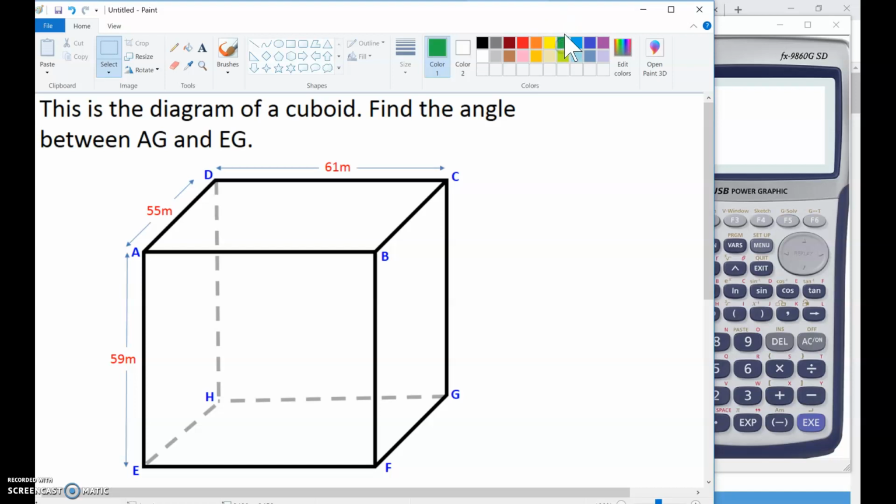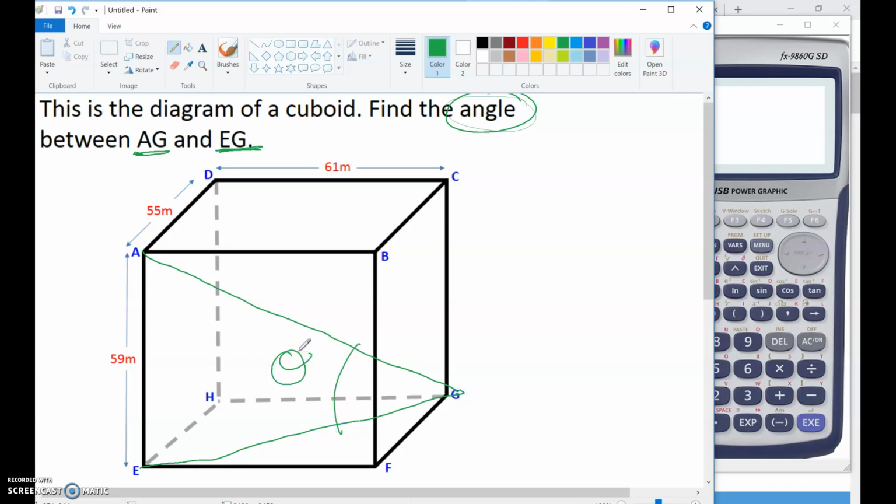Finally, I'm so excited. We're going to find the angle. Okay, so finding the angle is when we get to the SOHCAHTOA business. Between AG and EG. So AG is here and EG is there. So this is my theta. Okay, I just want to put the lengths in. It just makes me see it easier.